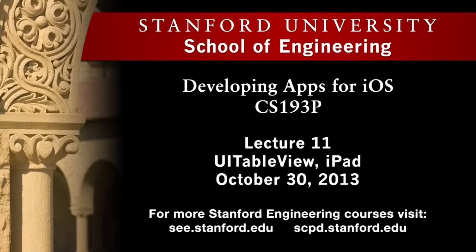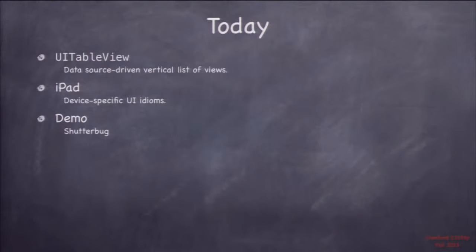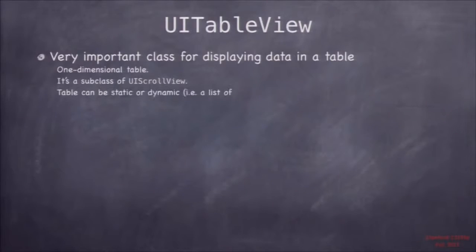So welcome to Lecture 11 of CS193P. This is the fall quarter of academic year 2013-14. And today we're going to talk about two major topics. One is UITableView, which is a very important class. And also we're going to talk about the iPad now. We've been doing everything so far on the iPhone. We want to start doing things actually on both platforms now, iPad and iPhone. And then I'm going to do a demo which is going to, of course, incorporate these two things.